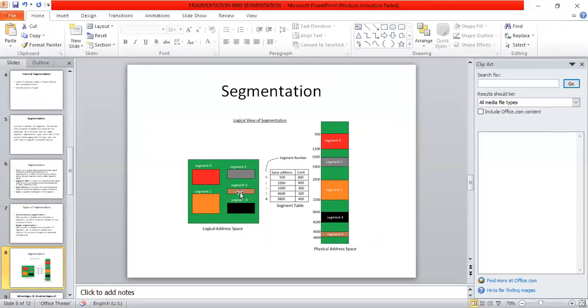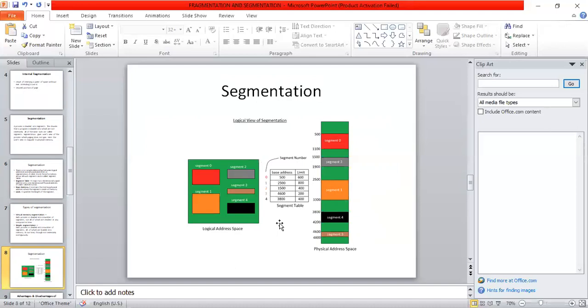Same goes with segment 1. Segment 1 is stored starting at 2500, so the base address is 2500. And 3300 minus 2500 is 800, so the limit is 800. Same with segment 2. Segment 2 is stored at the base address of 1500, and 1900 minus 1500 is 400. So the limit is 400.